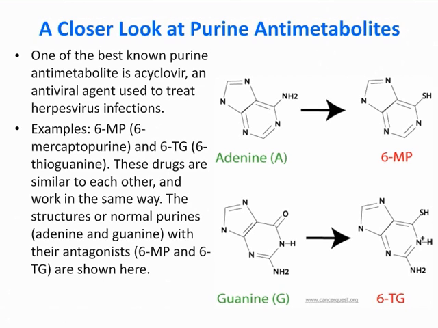So here we have a closer look at the purine antimetabolites. One of the best known purine antimetabolites is acyclovir. Let's say a patient has a herpes virus infection. We can give them acyclovir and they have purine antimetabolites that look almost identical to the original purines. So 6-MP is the antimetabolite of adenine and 6-TG is the antimetabolite of guanine. They act as false substitutions in the production of nucleic acid, so it's going to inhibit nucleic acid synthesis.